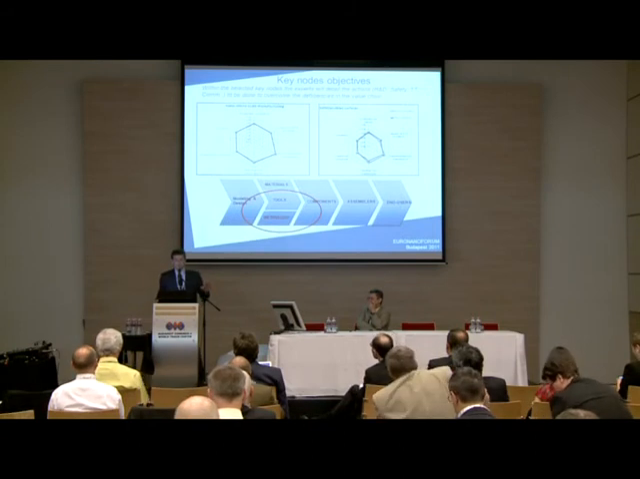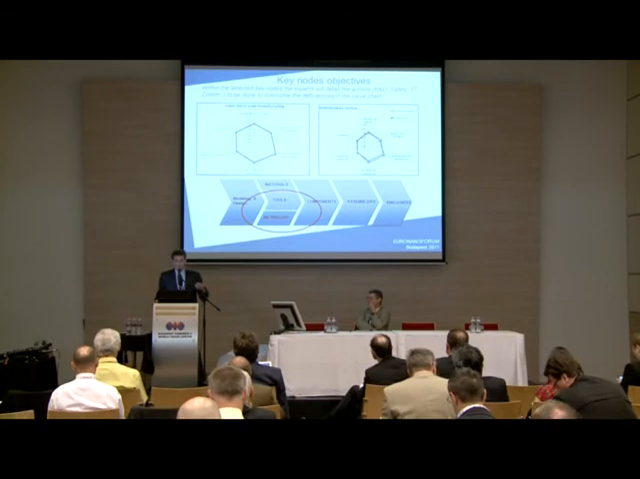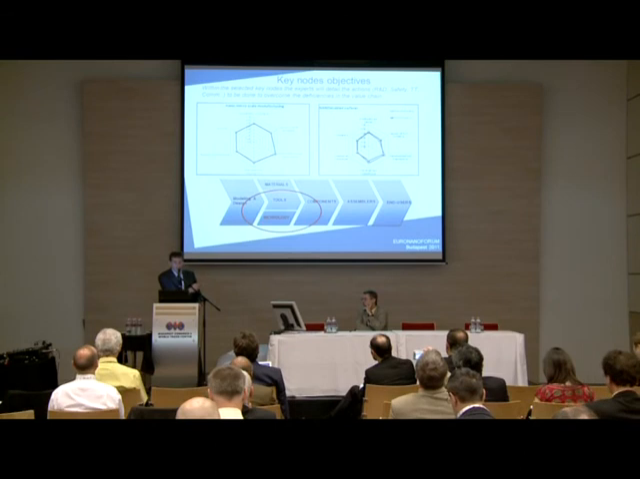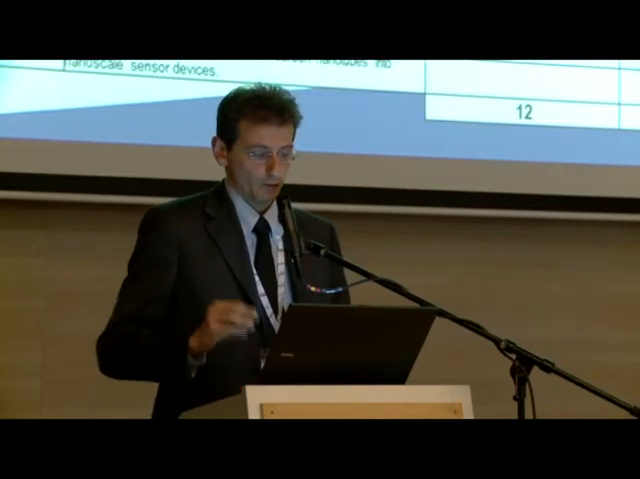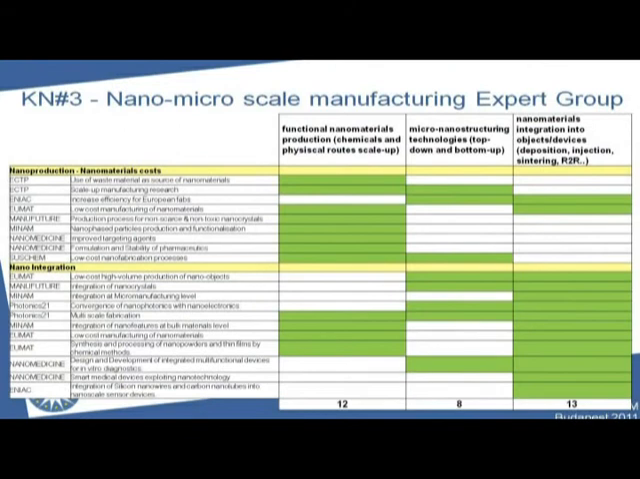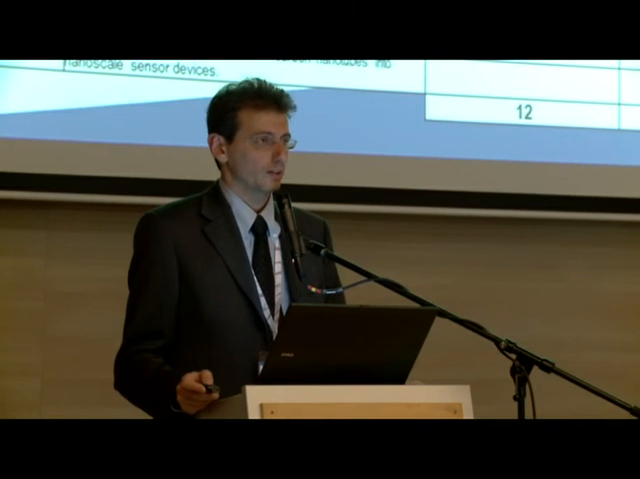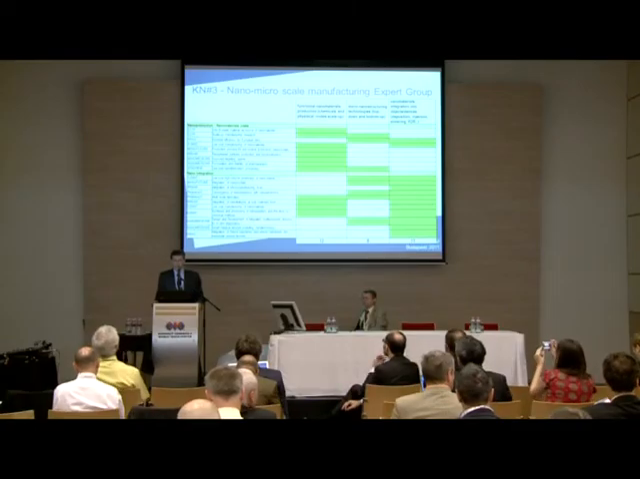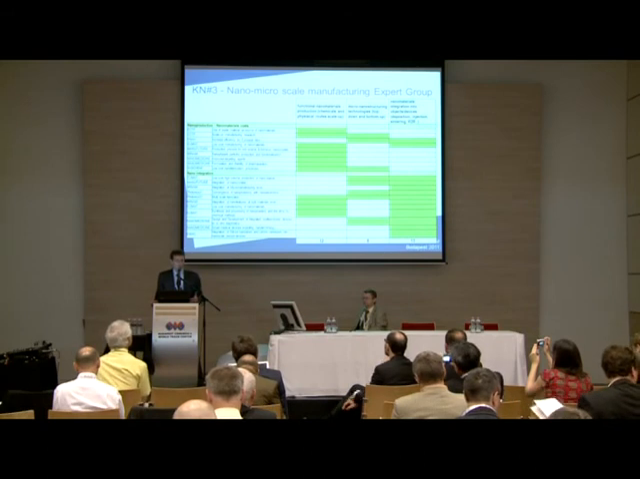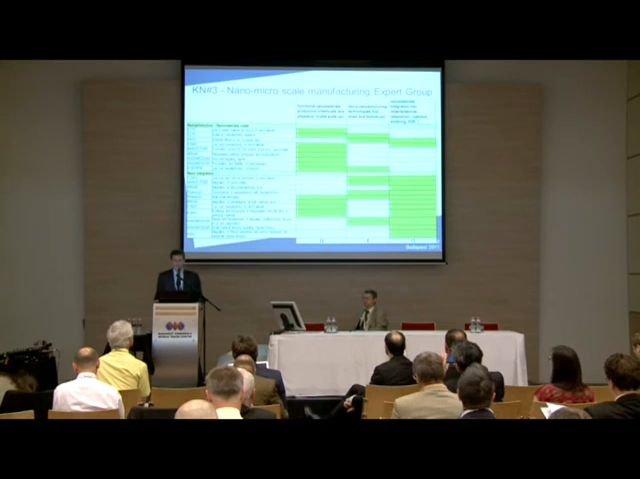What is important within this keynote group is that we need to work on a specific part of the value chain, in order to arrive at the end with the product. In particular, I take as an example keynote 3, which I am chairing. The first step was to look at all the needs, and you see here the title of each need. We produced a table to see what expertise we need, and we identified 3 main clusters. First, functional nanomaterials production with chemical and physical routes and scale-up. Second, micro-manufacturing technologies, taking into account top-down and bottom-up approaches. Third, nanomaterials integration into objects and devices, so passive and active devices, which includes all the deposition and all the technologies to build a final device.